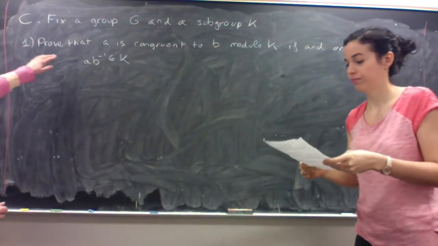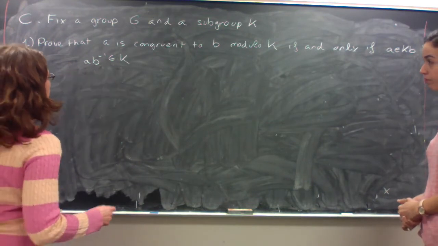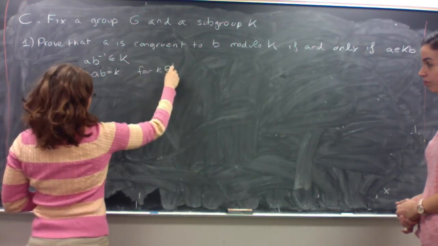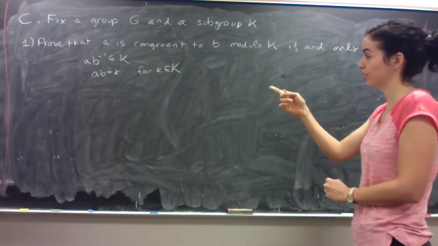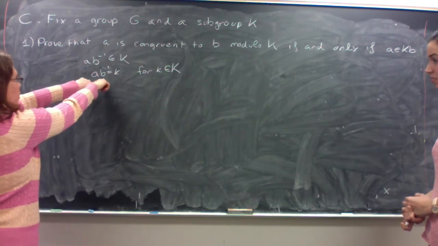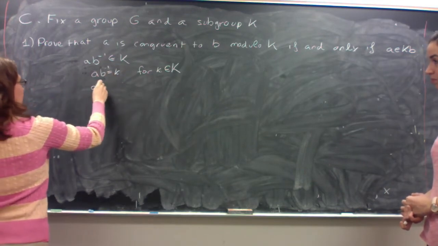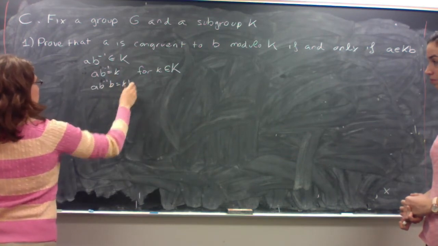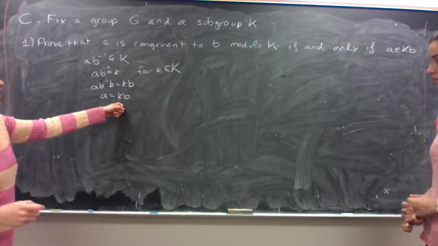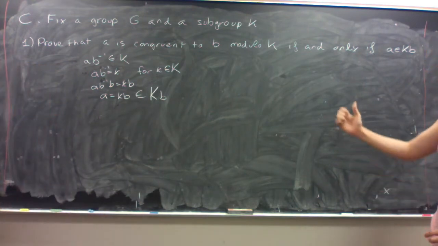Okay, so we want to show AB inverse is in K if and only if A is in KB. So if AB inverse is in K, that means that AB inverse is equal to little k for some little k in big K. Okay, and what does that mean? Well, because we're working in a group, I can multiply on the right here by B. So I get A, B inverse B equals kB. So this tells me that A is equal to kB, but kB is an element of the coset, big K, little b.